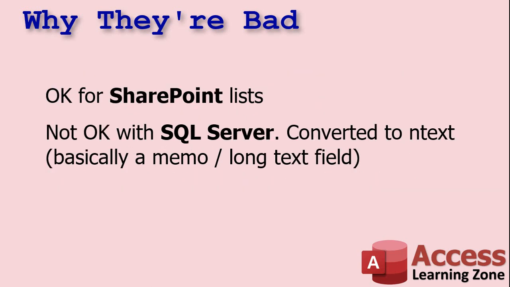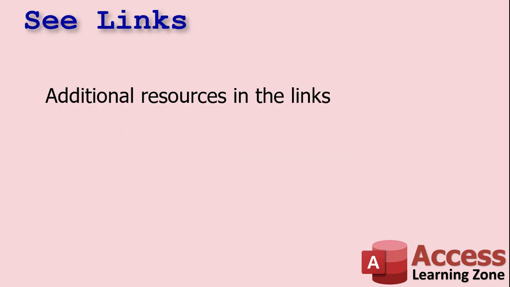Now, if you're planning on upgrading your Access database to work online, they're okay if you're using SharePoint lists, but they're not okay if you plan to upgrade to SQL Server. Your multi-valued fields will get converted to an ntext field, which is basically a memo or long text field. So that makes them useless right there. You'll have to manually go in and break that off into a separate table and make a junction table for it.